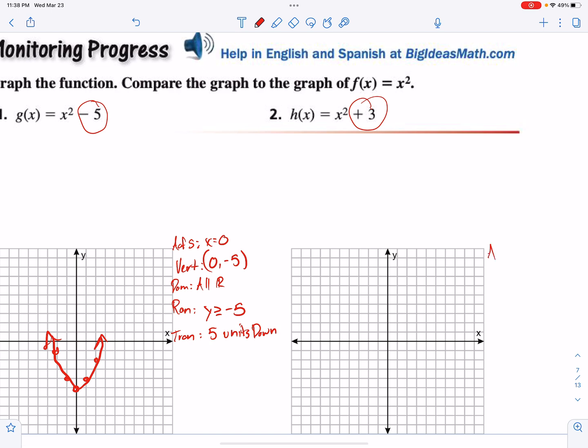The next one, again, a of s is going to be 0 still. Our vertex this time should be at 0, 3. So I'm going to go ahead and plot 0, 3. Again, there was no stretch or shrink. It was just x squared. So I just took my parent graph values and I shifted them up 3. So again, domain stays the same. Range this time is y is greater than or equal to positive 3. And the transformation is 3 units up.